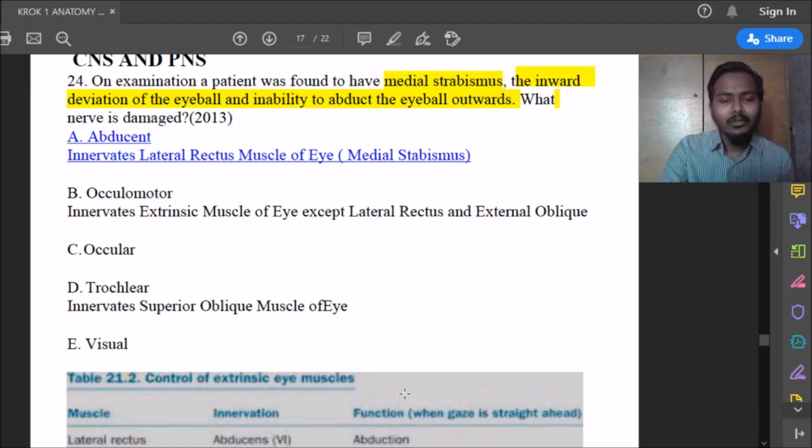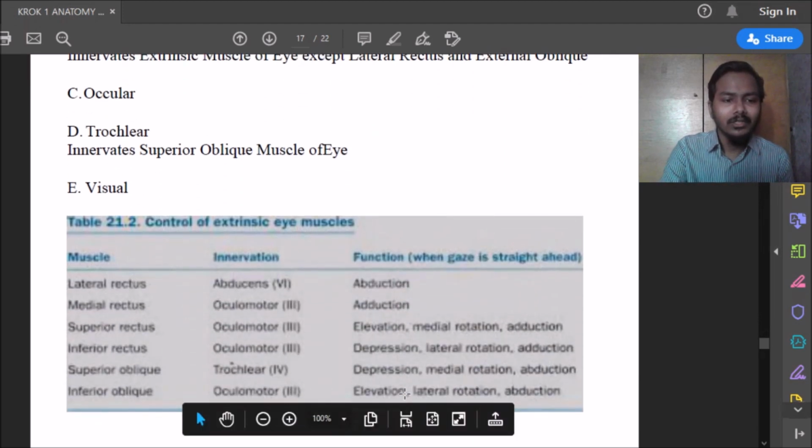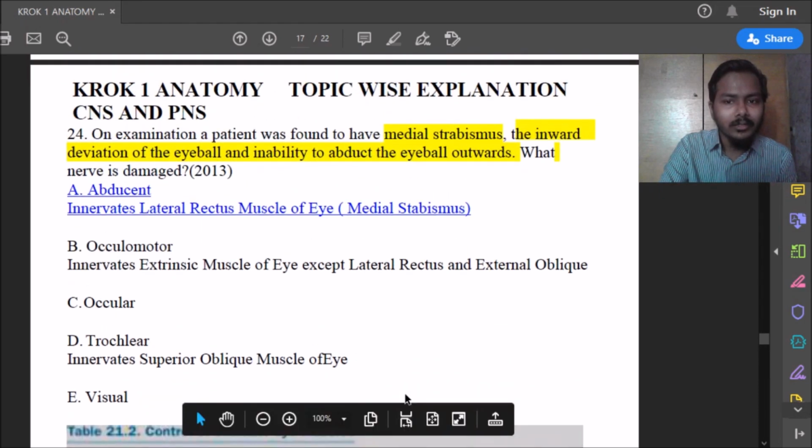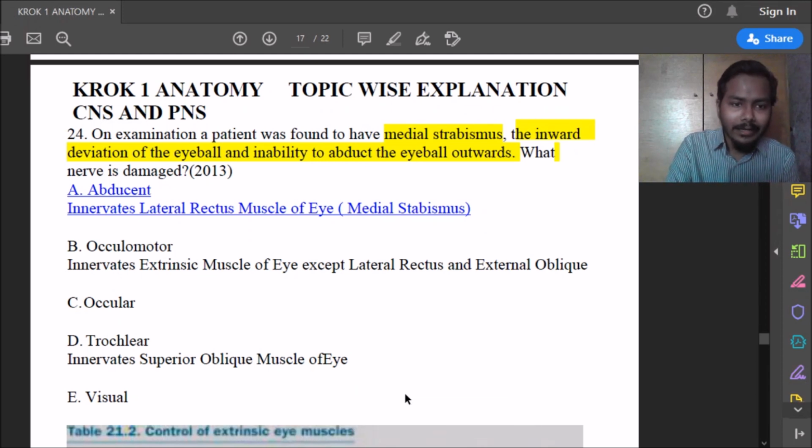For that we have to know the muscles and their innervation. Lateral rectus, abduction; medial rectus, oculomotor; superior rectus and inferior rectus, oculomotor; superior oblique, trochlear; inferior oblique, oculomotor. You have to know the functions. The lateral rectus function is abduction. In medial strabismus, there is damage to the lateral rectus muscle. The nerve that innervates the lateral rectus muscle is the abducent.